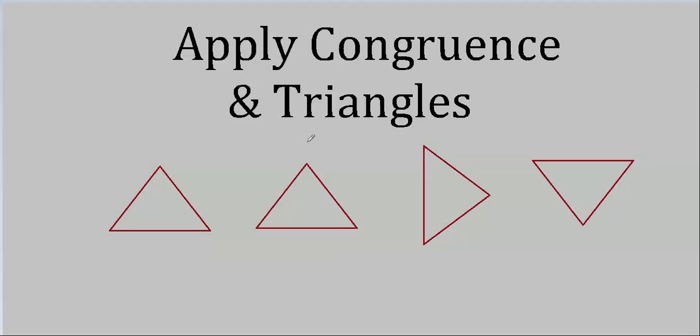What does it mean for a triangle to be congruent to another triangle? It means that all the angles and all the sides are congruent. For instance, I probably ought to label these. There we go. Now we've got some labels and we can talk about them. These two triangles are congruent.